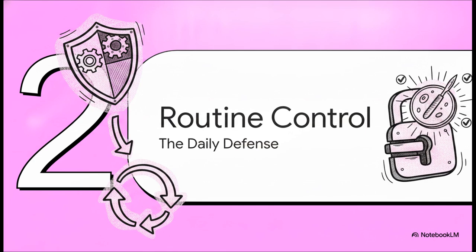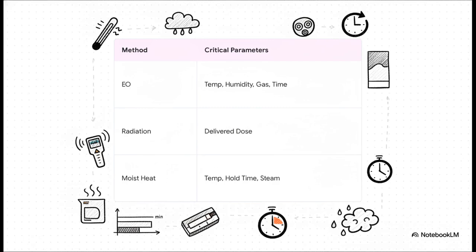Section 2. Routine Control and Release. The Daily Defense. Now, without reteaching exactly how all these sterilization methods actually work, let's just focus on the specific physical evidence we monitor. For ethylene oxide, we need meticulous, rock-solid records of temperature, humidity, gas concentration, and time. For radiation, the ultimate release data is the delivered dose confirmed by dosimeters to be sitting right there within our validated minimum and maximum limits. And for moist heat, it's temperature, time at the hold phase, and steam saturation. We aren't testing for sterility. We are hunting for physical proof that the cycle stayed strictly within its validated limits.